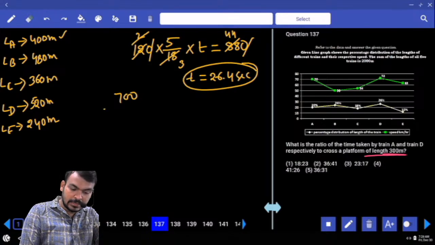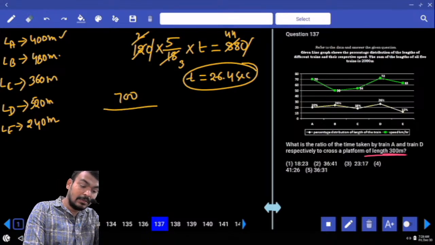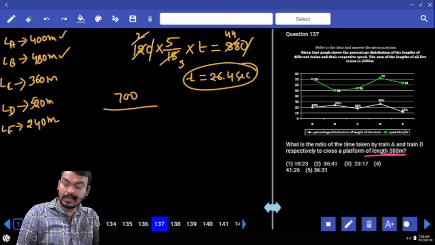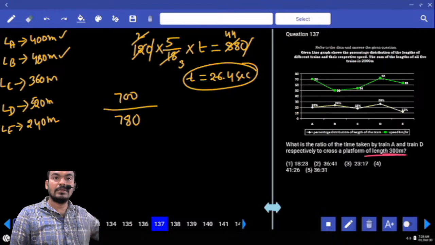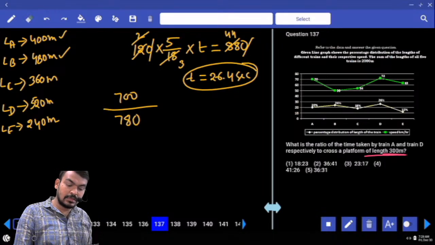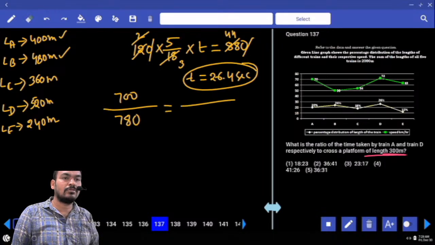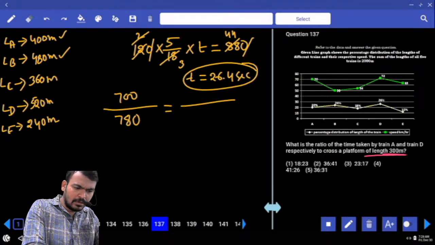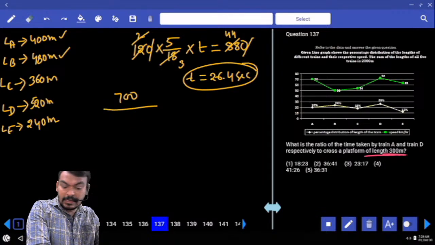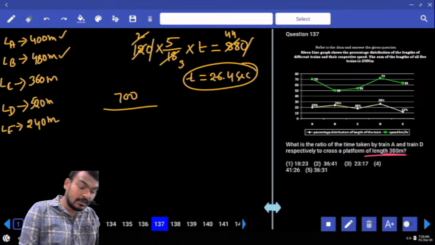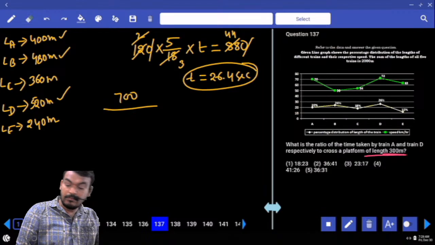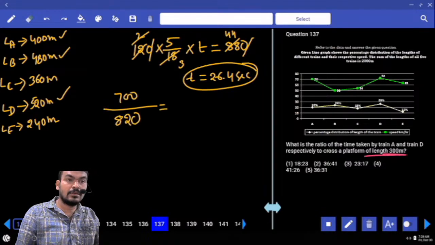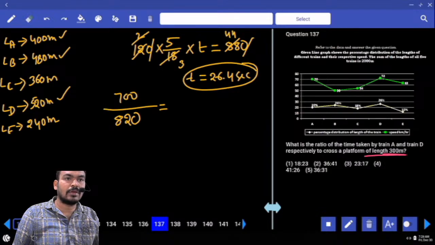Next, the second train passes the platform: 480 plus 300 is 780. Distance by distance equals speed into time by speed into time. What is the speed of train D? Train D. What is the length of train D? 520. 520 plus 300 is 820. That is equal to speed into time.